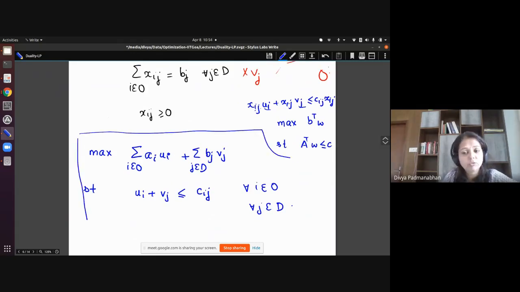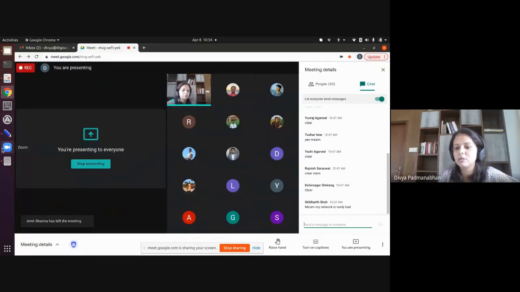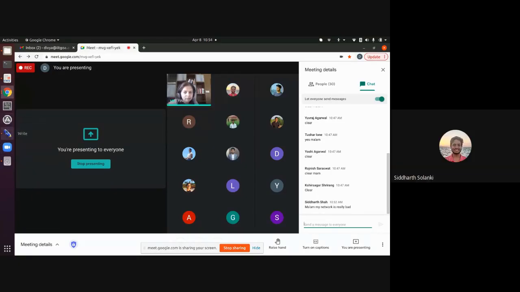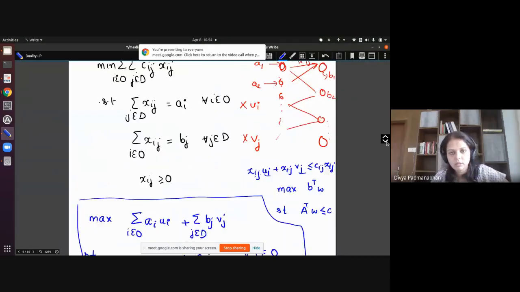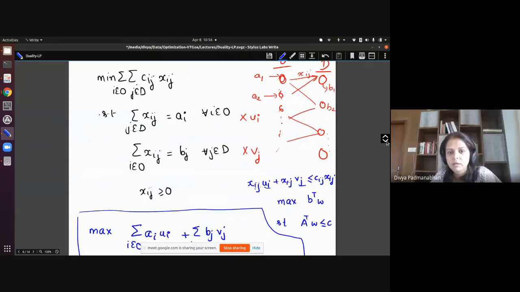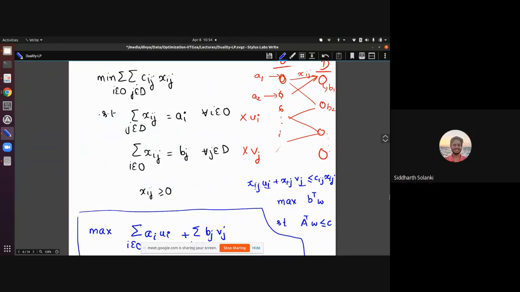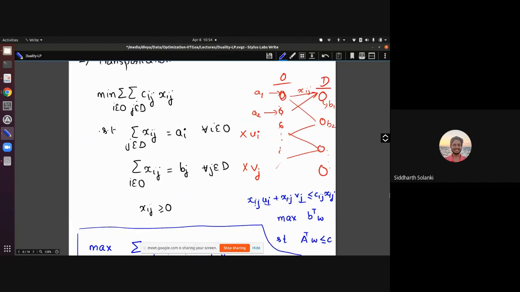Okay, so I don't know if people are clear. If something is unclear, you have to ask, because if this part is not clear, then general constraints won't be clear. Yes, Siddharth. Ma'am, I'm a bit lost in the notation. I forgot about the transportation problem. That's okay. Do you want me to go over the transportation problem again? Yes, ma'am, just the notations. I understand the problem, but I cannot recall the notation.